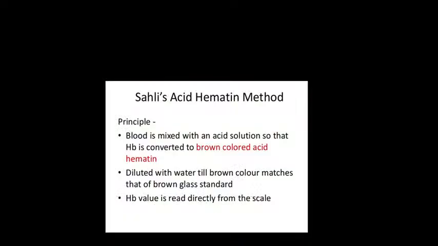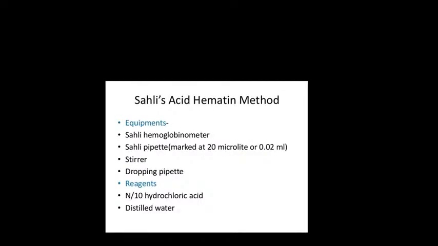So you dilute it and you read the HB value from that scale that has got some scale on it. It says 1, 2, 3, 4, 5, 6, 7, 8 like that. So, whenever you match with the side colored, that is your hemoglobin. That is Sahli's acid hematin method.